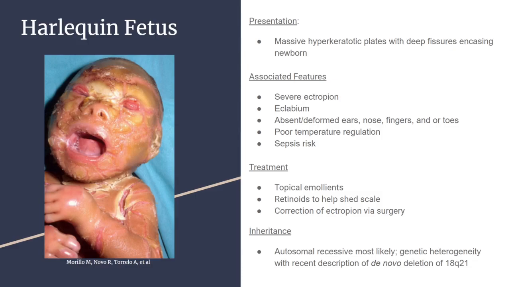So things that are helpful: topical emollients, obviously, correction of the ectropion if you can, if they live long enough. Retinoids actually do improve survival in these patients, so it's important to get those started early when you surmise the diagnosis. The disease is described in a few different ways, but mostly described as an autosomal recessive inheritance with the de novo deletion on chromosome 18 in the region of q21.